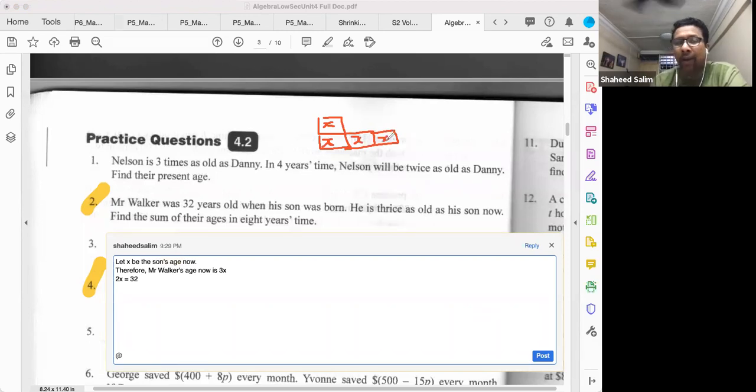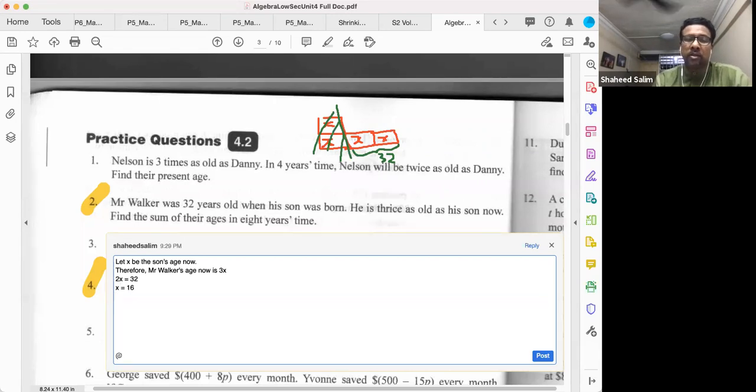Now, when the son was born, he was 32 years old. So son was born now here this point in time. We cancel off. So that means 32 years is here. You can see now. One way of doing is 3x minus x. I give you the point in time where the son was born. He's 32 years old. So x is equals to what? X equals to 16, right?